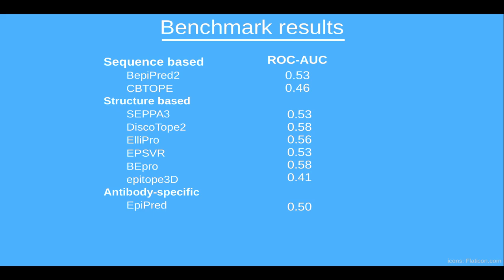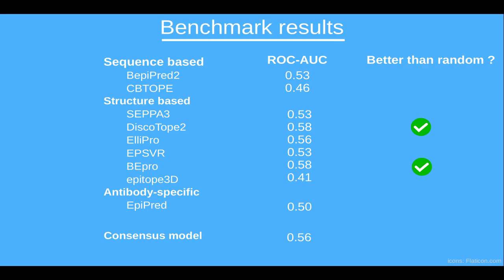As you can see, all the methods achieve very limited performances, as they all reach an AUC below 0.6. In fact, in our paper, we show that only 2 of these methods, namely Discotope2 and BPro, perform significantly better than randomly predicted surface patches. Finally, we also checked whether combining the predictions of multiple models into a consensus model would give better results. But unfortunately, this approach didn't perform very well either.